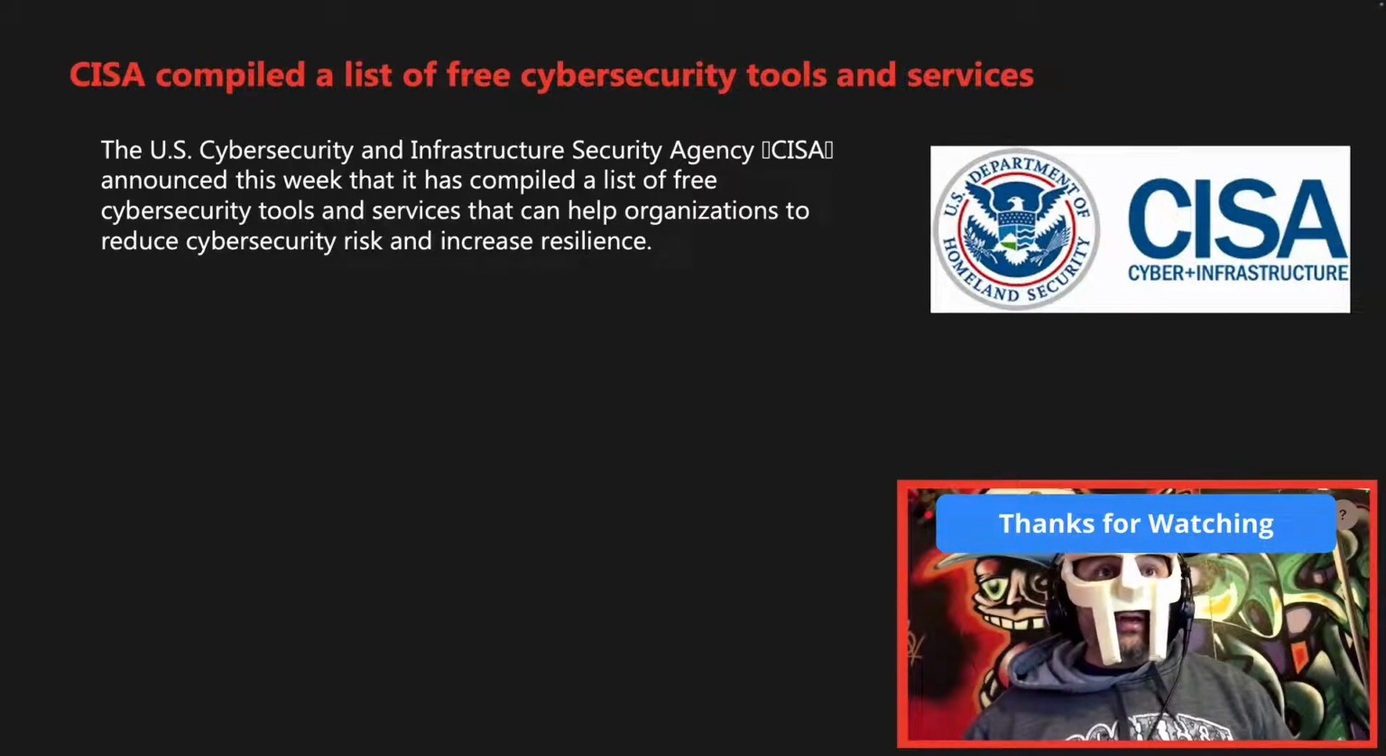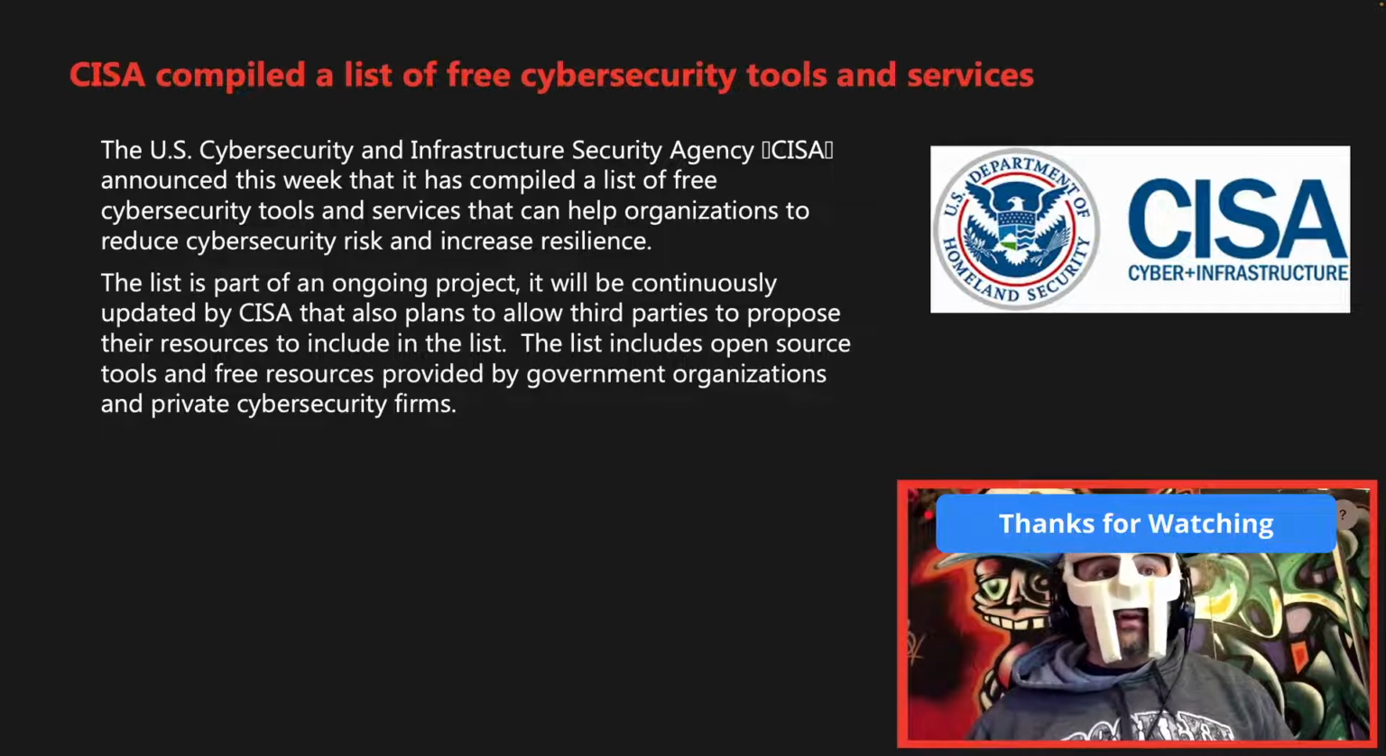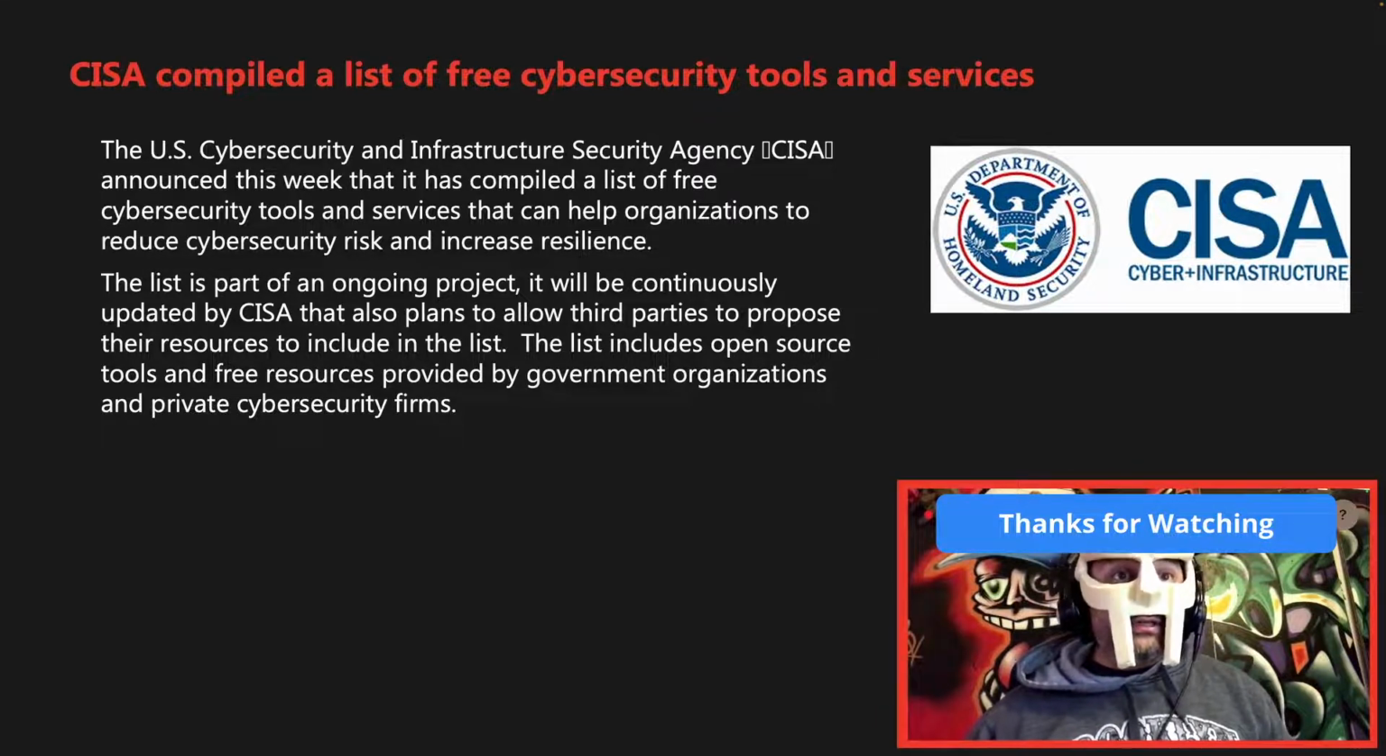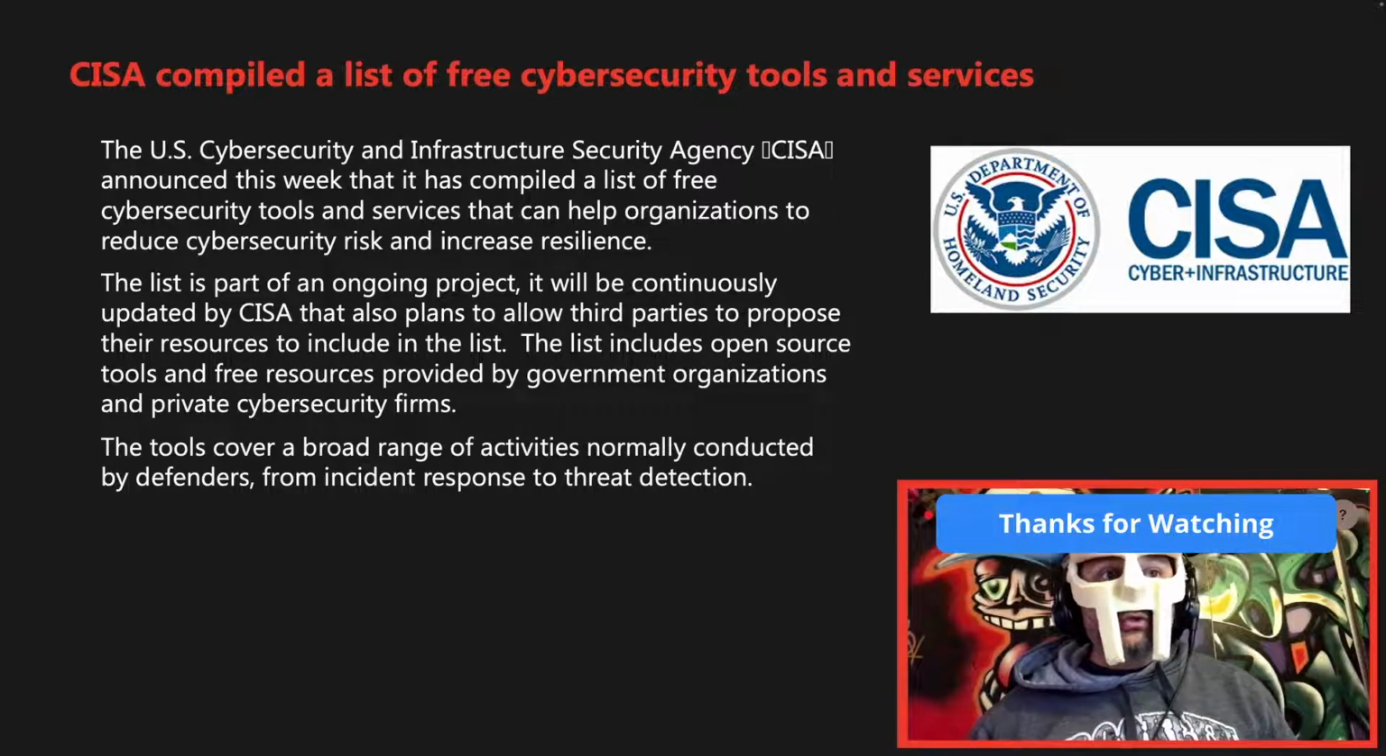The U.S. Cybersecurity and Infrastructure Security Agency announced this week that it has compiled a list of free cybersecurity tools and services that can help organizations reduce cybersecurity risk and increase resilience. The list is part of an ongoing project. It'll be continuously updated by CISA that also plans to allow third parties to propose their resources to include in the list. The list includes open source tools and free resources provided by government organizations and private cybersecurity firms. The tools cover a broad range of activities normally conducted by defenders, from incident response to threat detection.